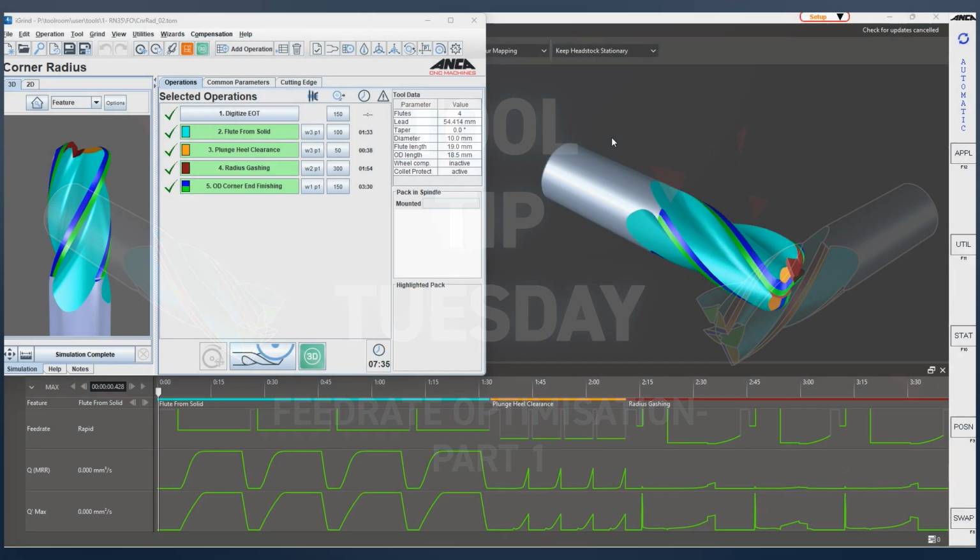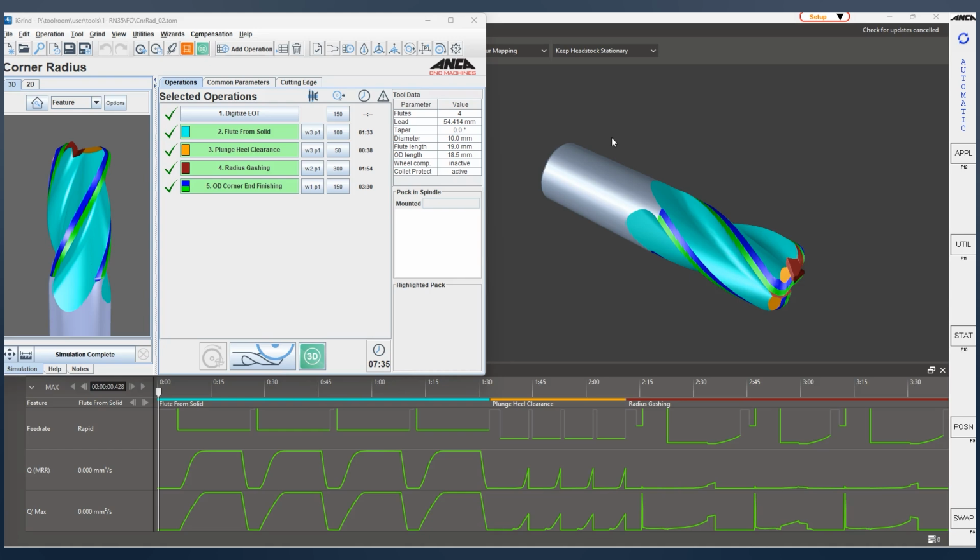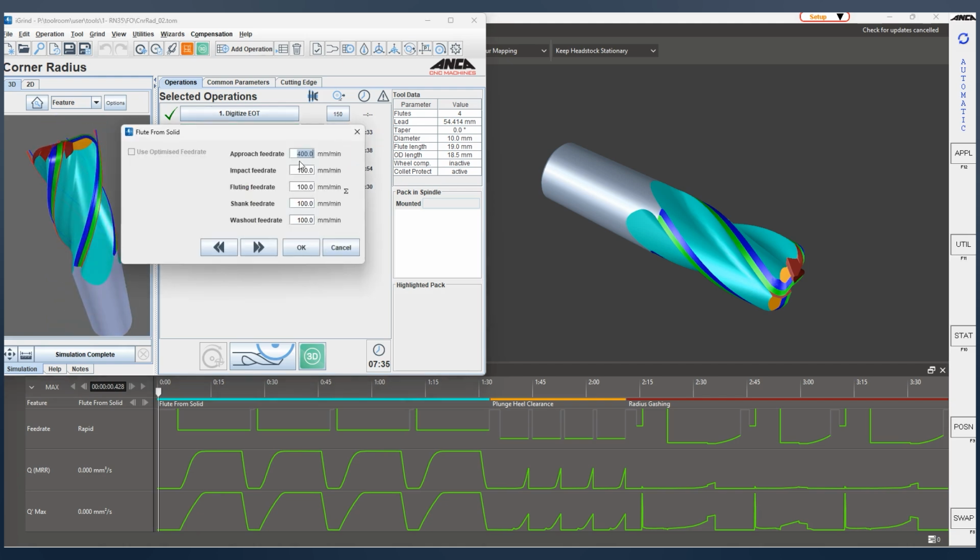So this week I'll try to explain what we are trying to achieve by feed rate optimization and how we can improve cycle time. So here is a standard corner radius end mill. As you can see from here, the feed rates are not optimized. So you've got an approach feed rate, impact feed rate, and fluting feed rates. Now what we are trying to do is eliminate all of them. That's what we are trying to do.